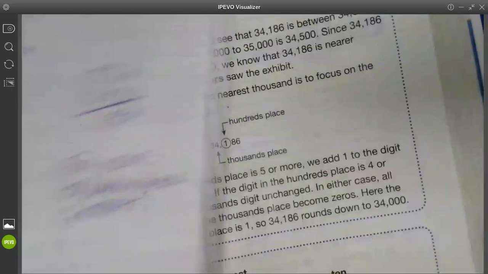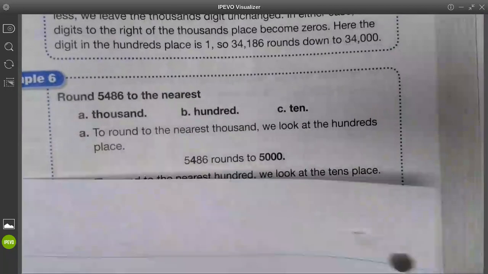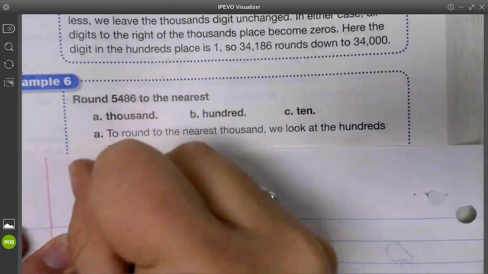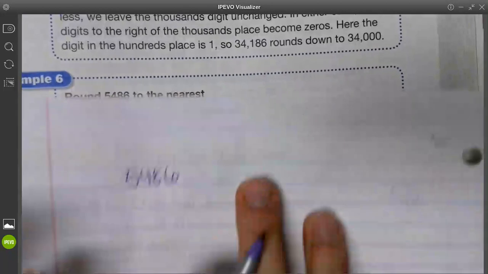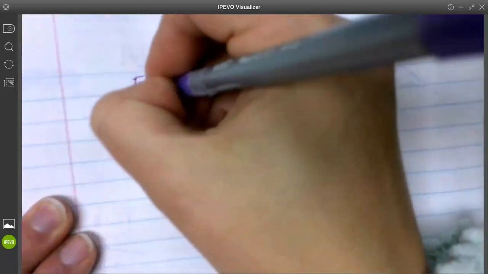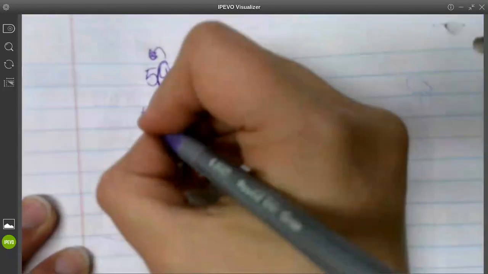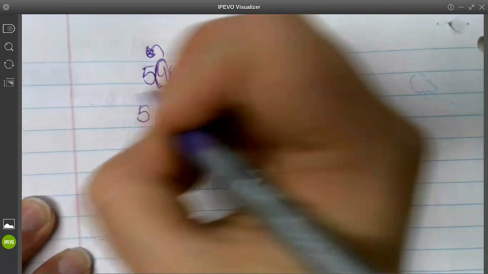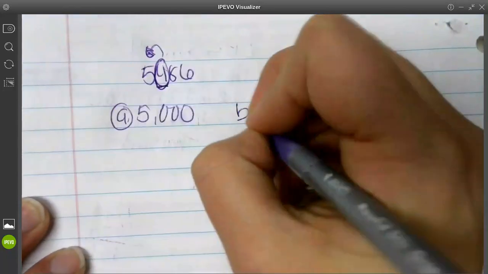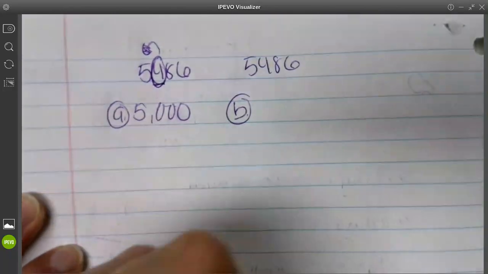So we're going to do just a couple more. So we're going to round this number to the nearest 1,000, 100, and 10. I'm going to flip my paper over. So we have 5,486. So we're going to round it to the nearest 1,000. So first, I'm going to look at my 4. My 4 tells the 5 to stay at rest. So thousands would be 5,000. And then I'm going to rewrite it so we don't get confused.